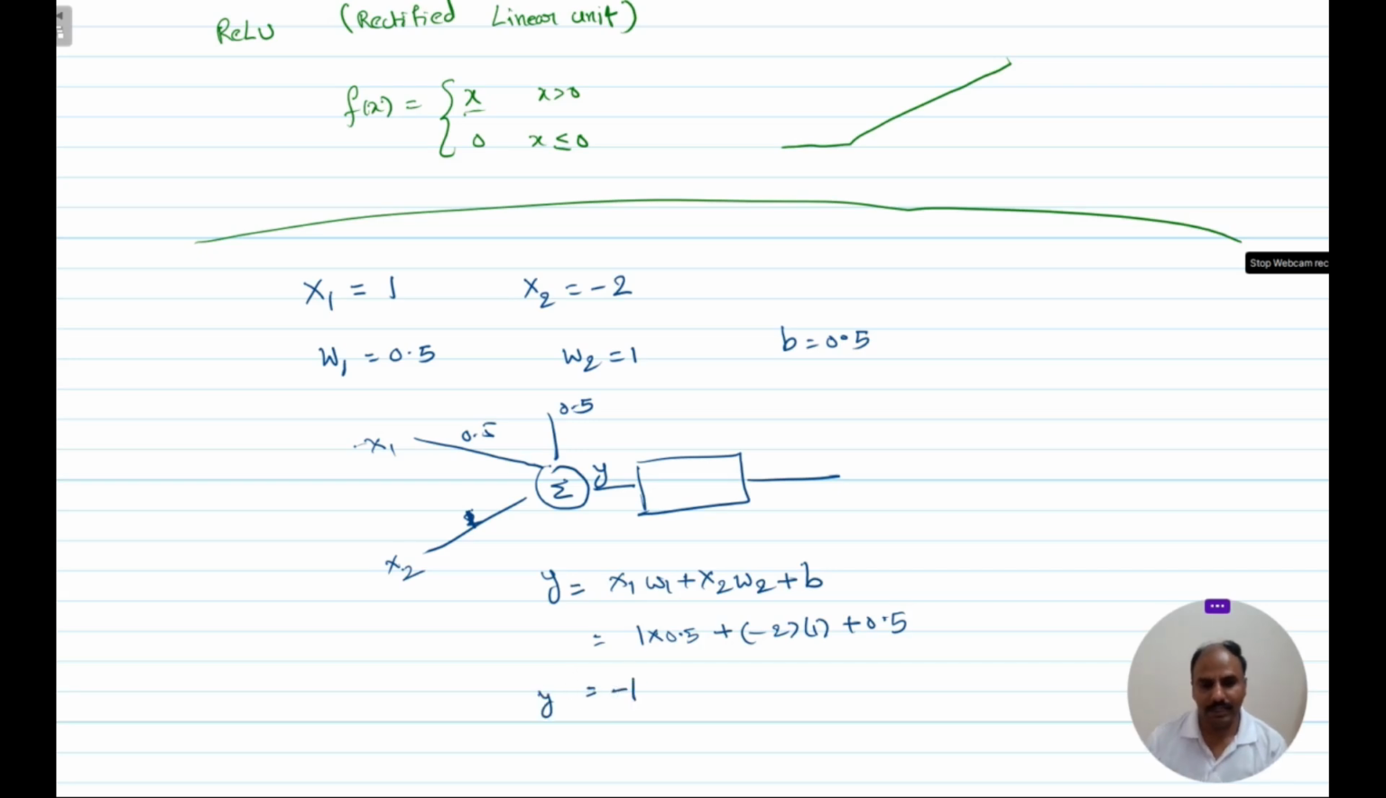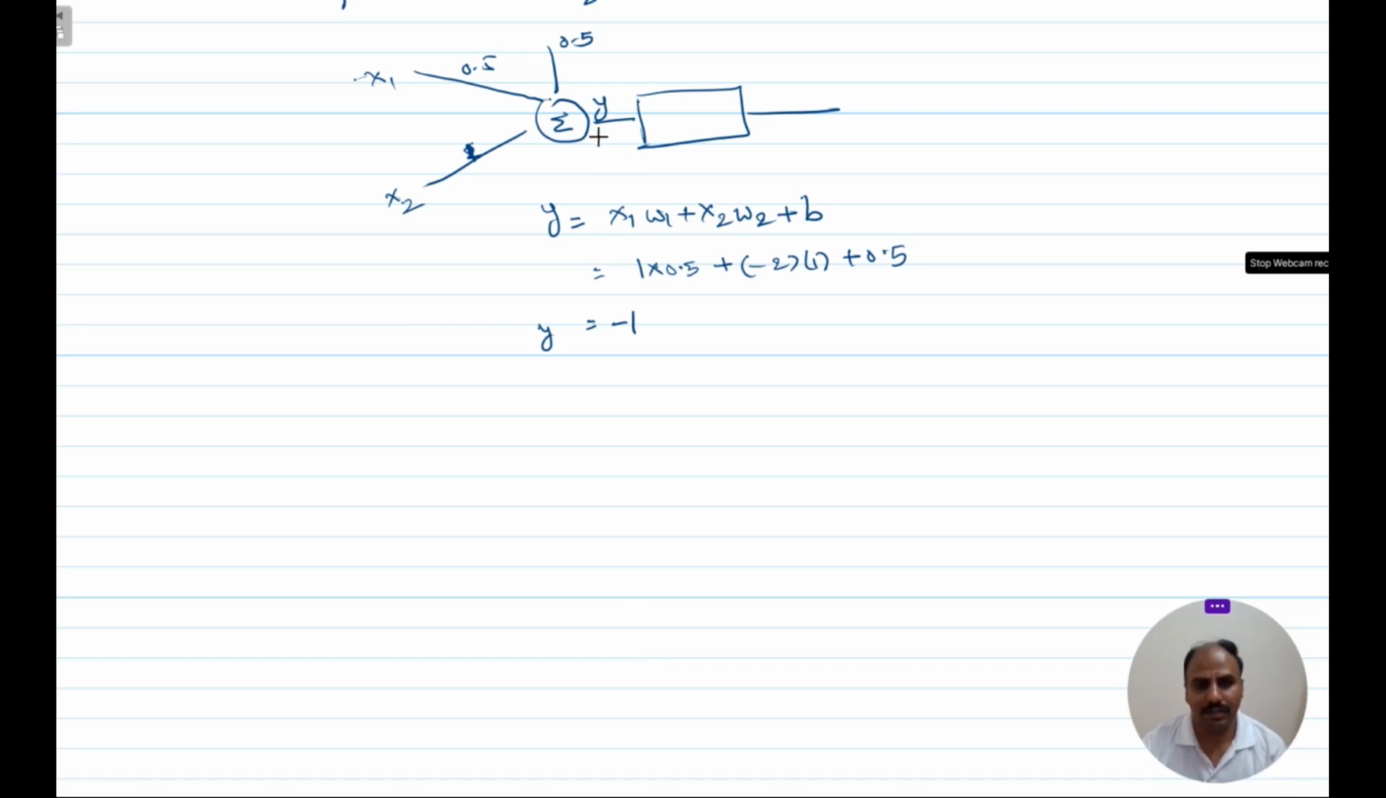Now the output of the summation, the information the neuron has received, is minus 1. Now let us check how the different activation functions behave with this input and what outputs we get. First one is the step function. What is the step function formula? Simply, if the input is greater than or equal to 0, f of y is equal to 1, and 0 when y is less than 0. Here y is equal to minus 1, so obviously the output is 0.